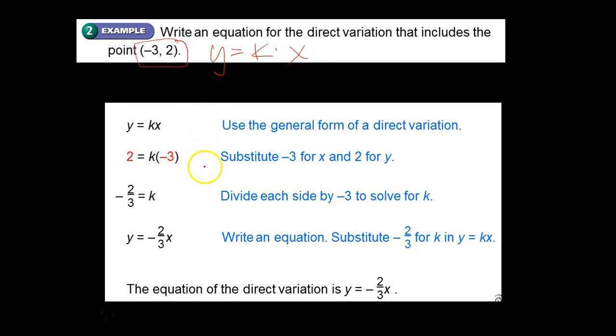So as you can see, same concept. We substituted your 2 and negative 3 values in, and divided everything by negative 3 to get k by itself. So my constant was negative 2/3. Write it into the equation: y equals negative 2/3 x. So this is your k. Just replug it back in, and this is how you start with a point and finish writing it into a direct variation.